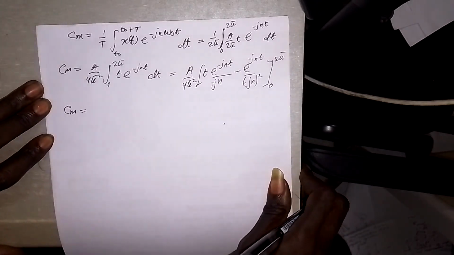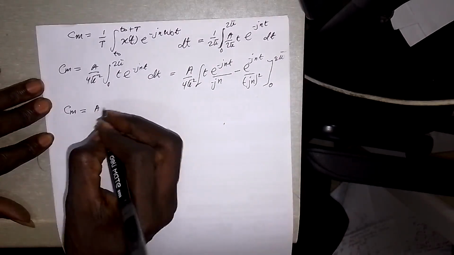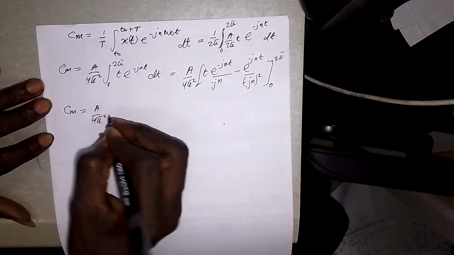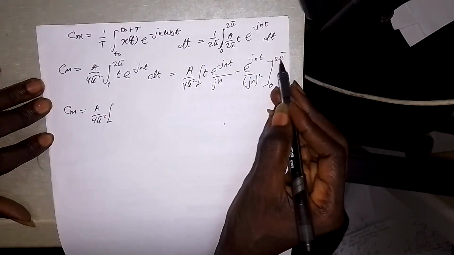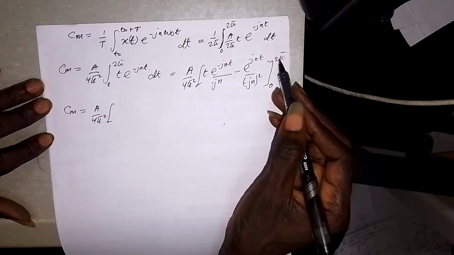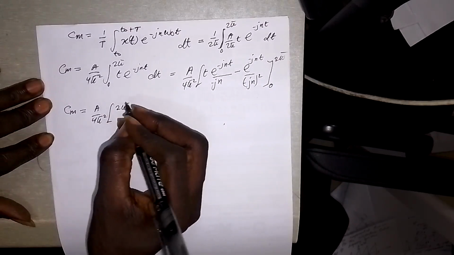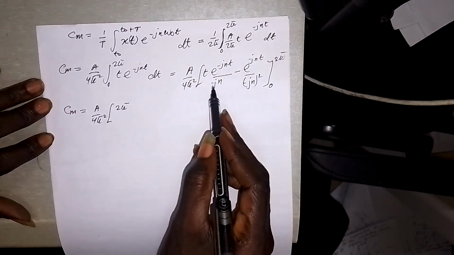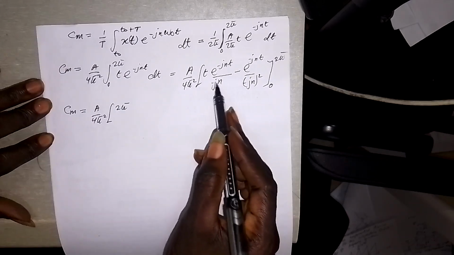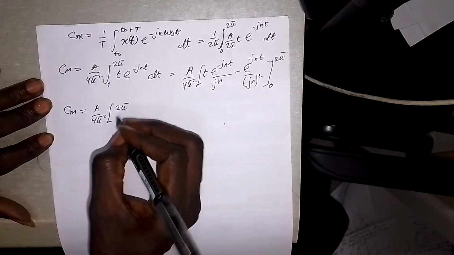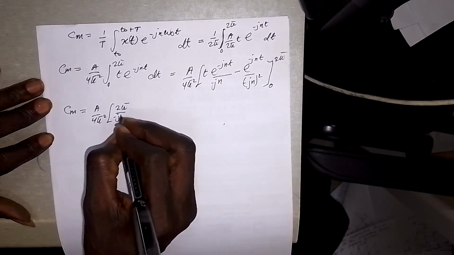Okay, so putting in my limit, I'll have my a over 4 pi squared out, and here always put in the upper limit first, so 2 pi first. Okay, so what I can have is 2 pi, and then I can have this minus jn. So let's say 2 pi over minus jn.